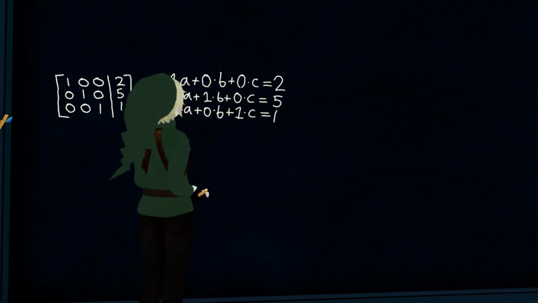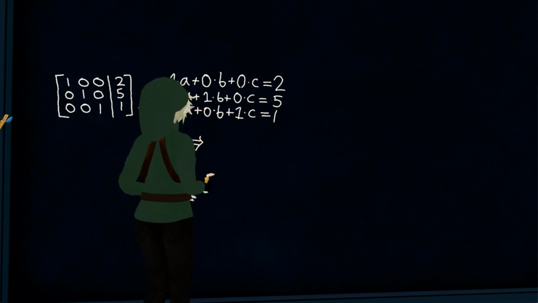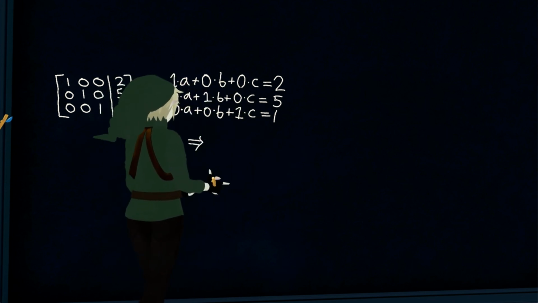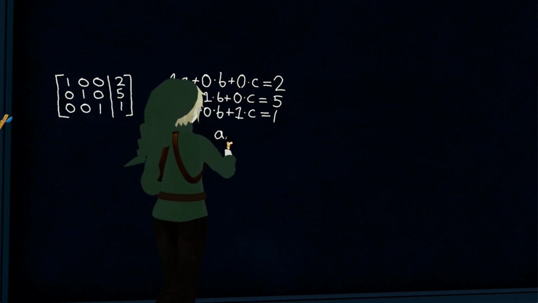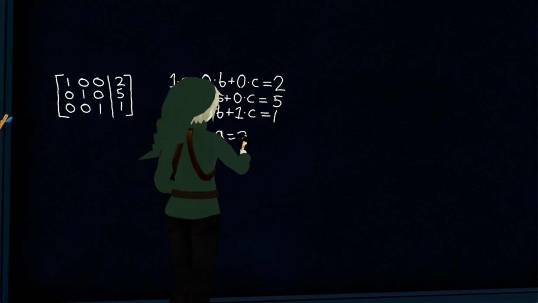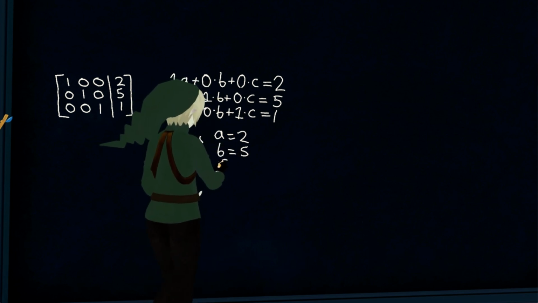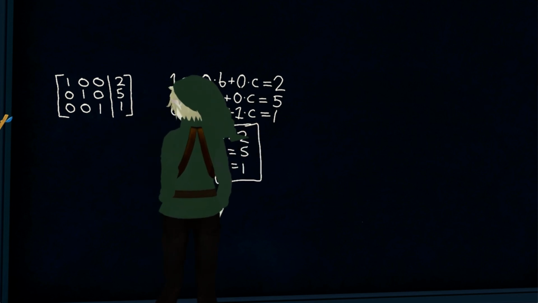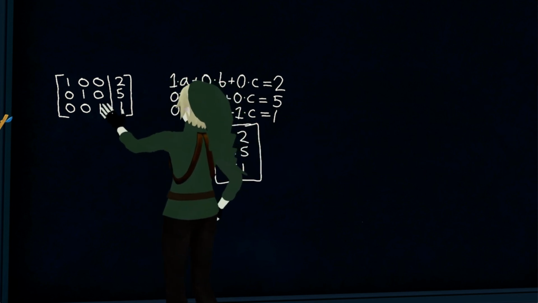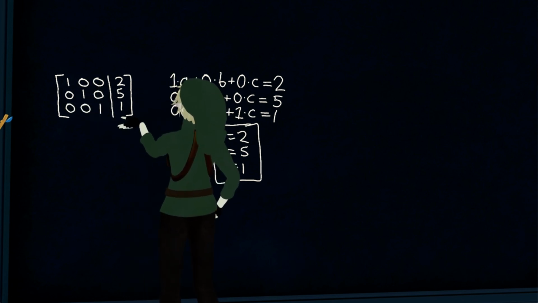But in algebra, if you simplify this, what does this become? Look at this beauty. A, and everything else is 0. So A is equal to 2. B is equal to 5. And here, C is equal to 1. That is why we want it in this formation. That's exactly what we want. This is a miracle.